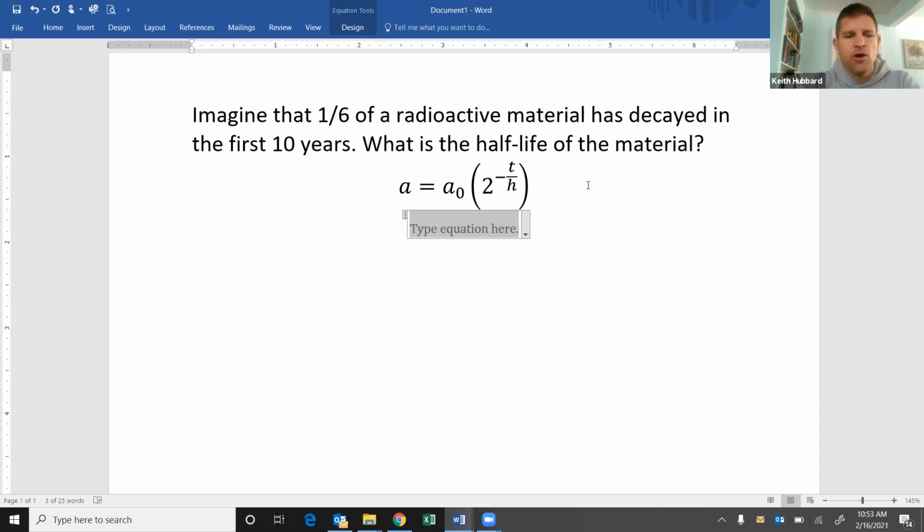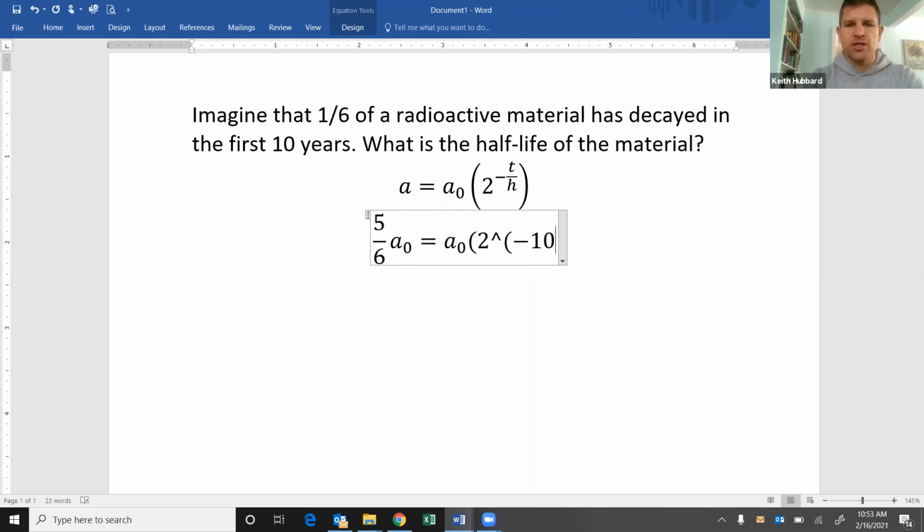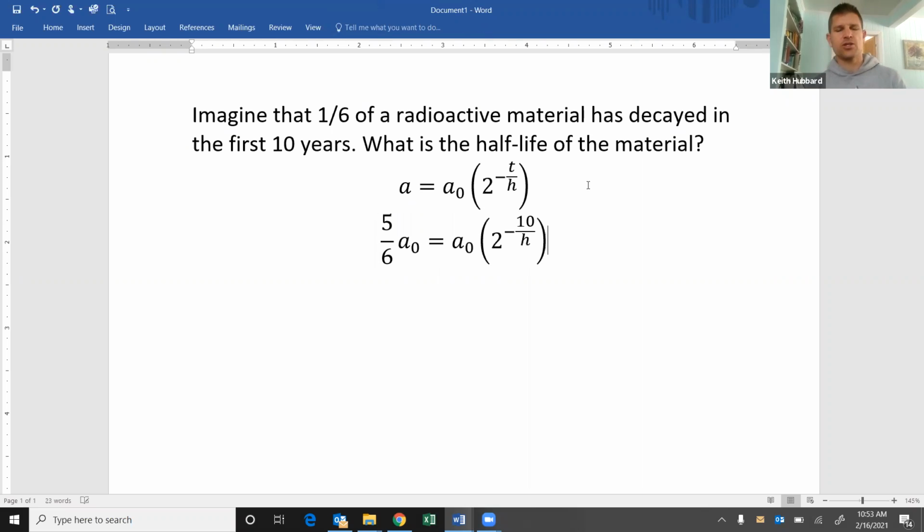Now 1/6 of the material has left, but that means that 5/6 of the material is still there. So whatever the initial amount was, 5/6 of it is left, right? And we know that happened after 10 years. So T is going to be 10. So here's where we stand currently.